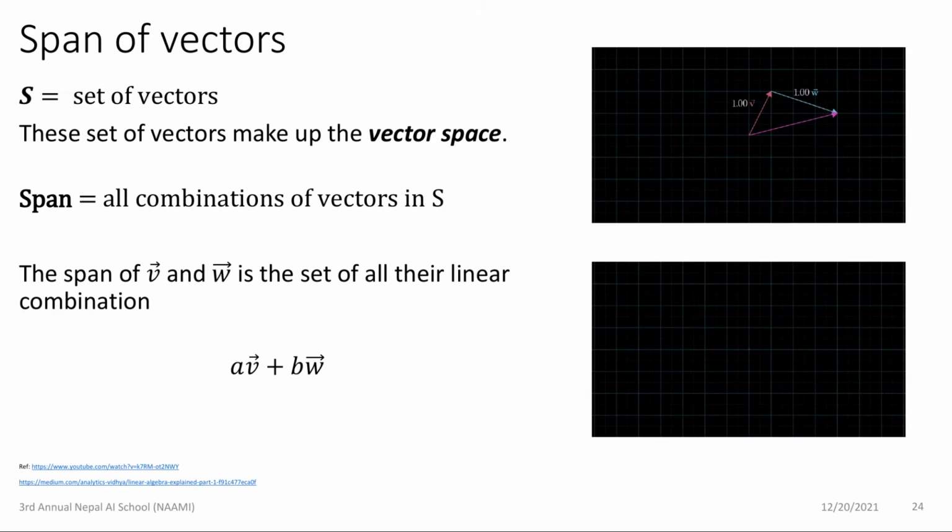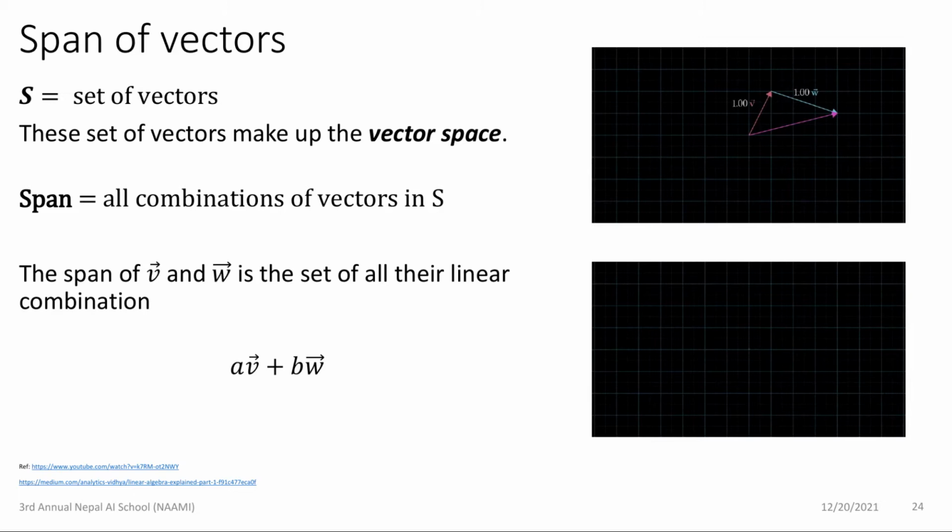These set of vectors can be thought of as a vector space. And the span is basically all the combinations of the vectors in this vector space or this vector set. If you have vectors V and W and you add them and scale them in whatever way is possible, you can go to any point in this 2D space. So it can span the entire two-dimensional space. And that is why we call it the span of vectors.